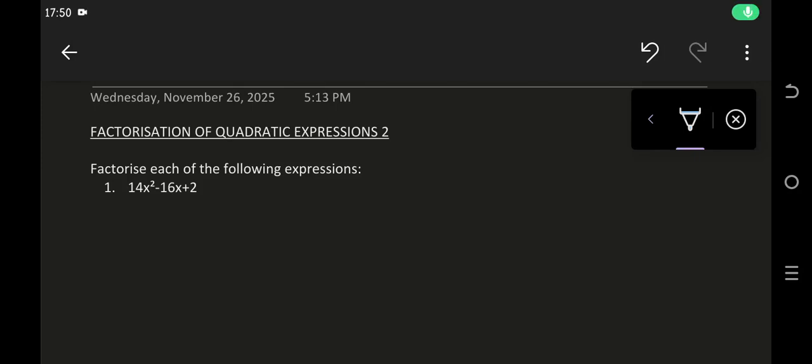This is teacher Anne, and today we'll be looking at factorization of quadratic expressions when the coefficient is more than 1. We already looked at factorizing quadratic expressions when the coefficient is 1 in the previous video.